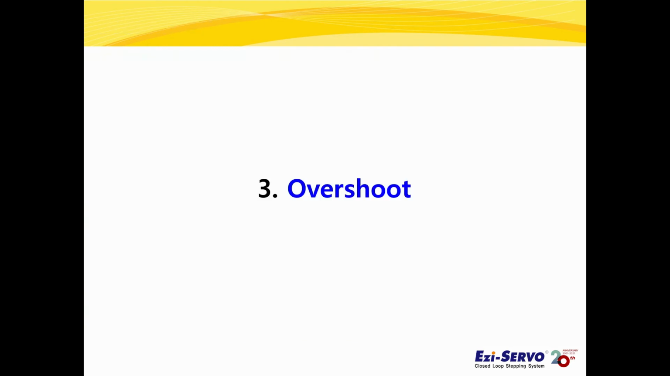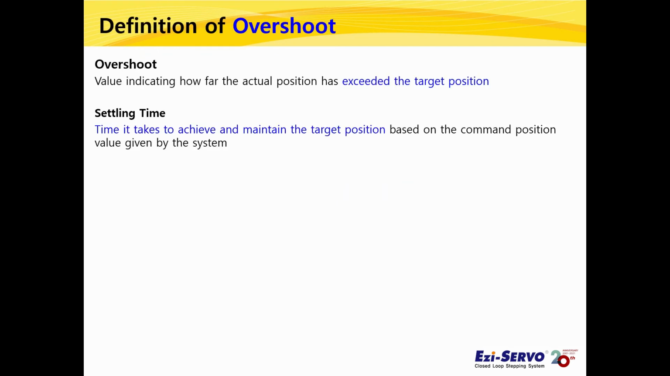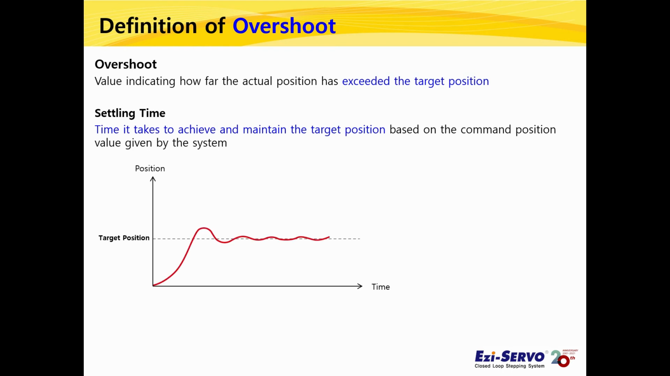Finally, I will explain what the overshoot means. Overshoot is a value indicating how far the motor has exceeded the target position after it reaches the target position. Please look at the graph. The horizontal axis refers to time. The vertical axis refers to position. And this is the target position.